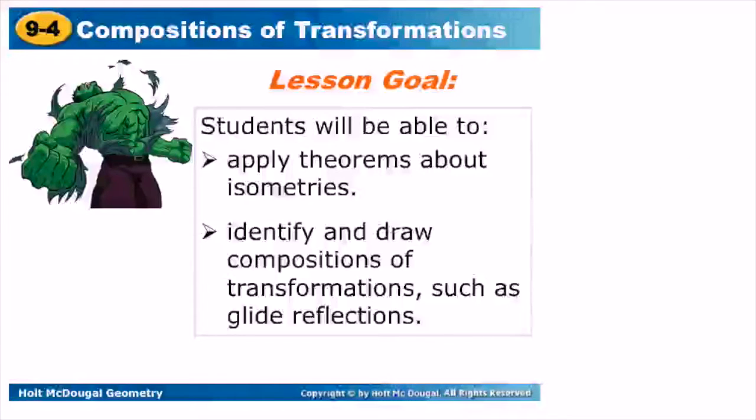Okay, so today we are working on our composition of transformations. The goal at the end of this class period is to make sure that you not only can identify and draw the different compositions, but also that you are able to understand the word isometry as it relates to these different objects. I know that we went over that in 9.1 briefly, but you're going to see a little bit more of that today.